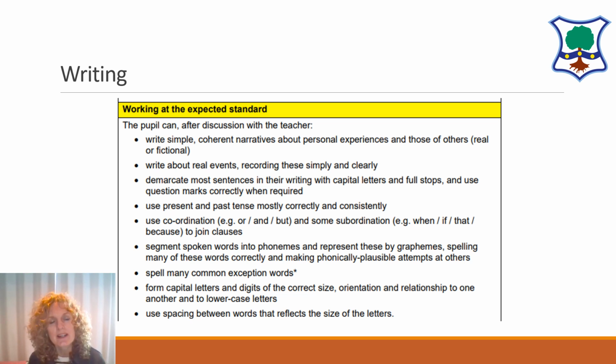Now I'm going to show you on the next couple of slides some working at the expected standard type of writing. This is the sort of thing where you can see in the piece of writing the children using coordination and subordination. They're spelling common exception words correctly. They're using their capital letters of the correct size. There's spacing between the words, and basically the work is quite coherent, and it's all about those tenses, using them appropriately.